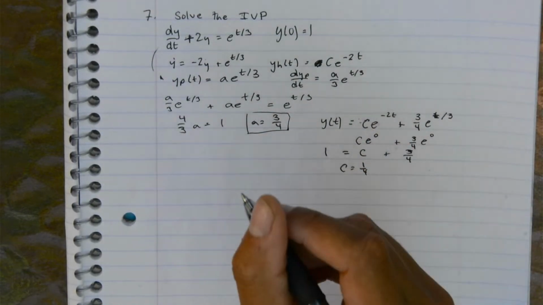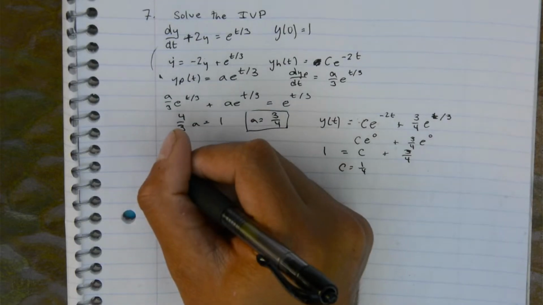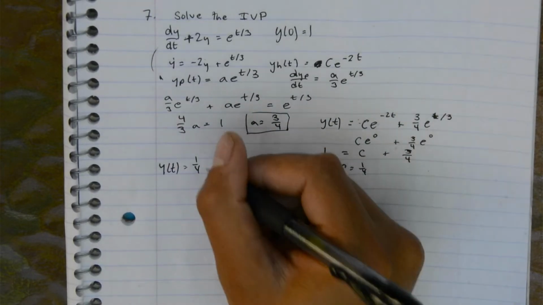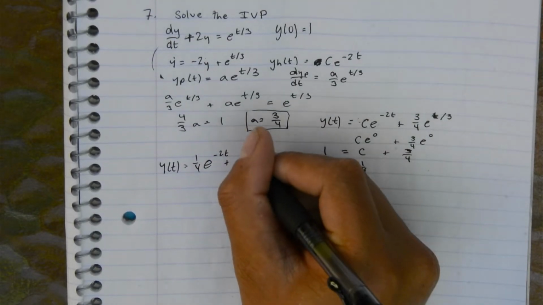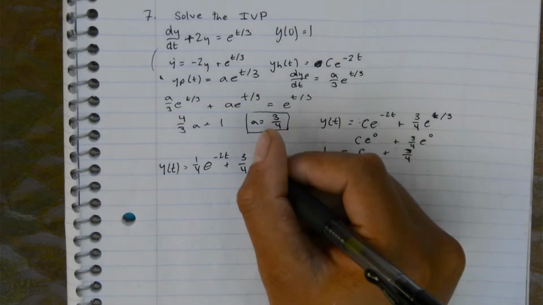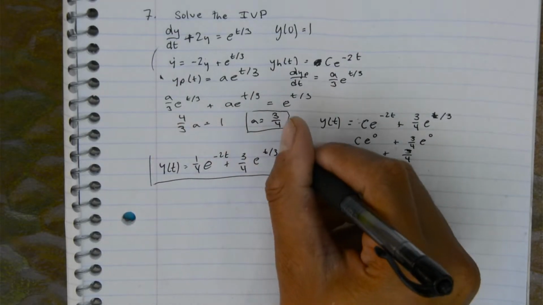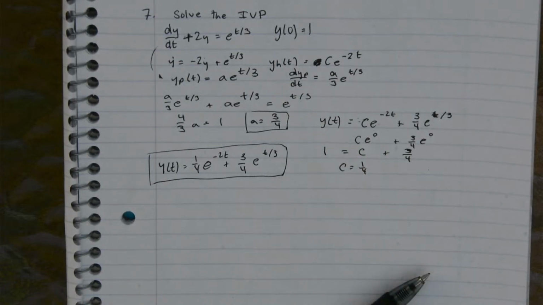So the full solution of this thing is going to be y of t is equal to 1/4 e to the minus 2t plus 3/4 e to the t over 3. So that solves the initial value problem. Just going to double check, but I'm almost positive.